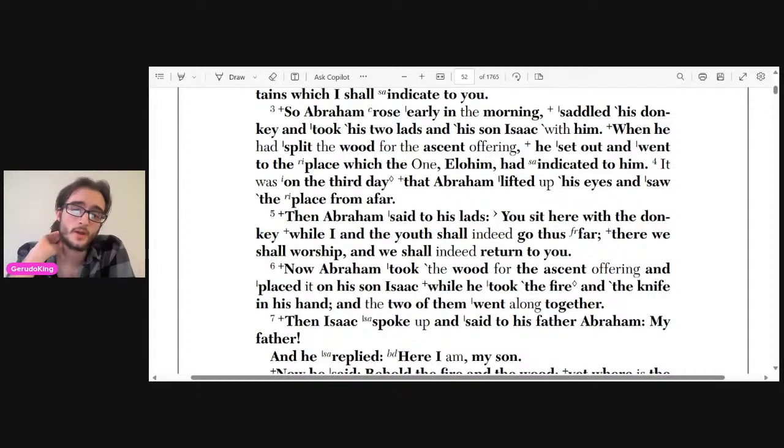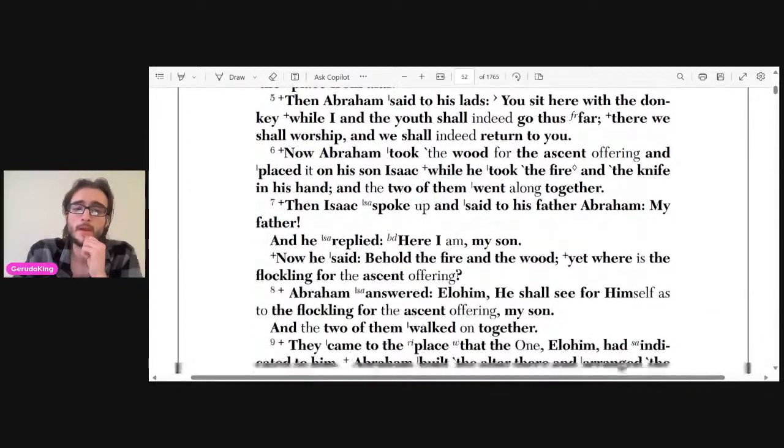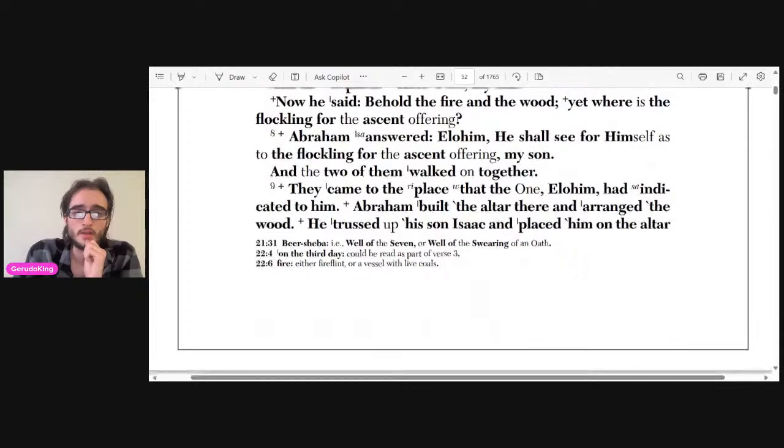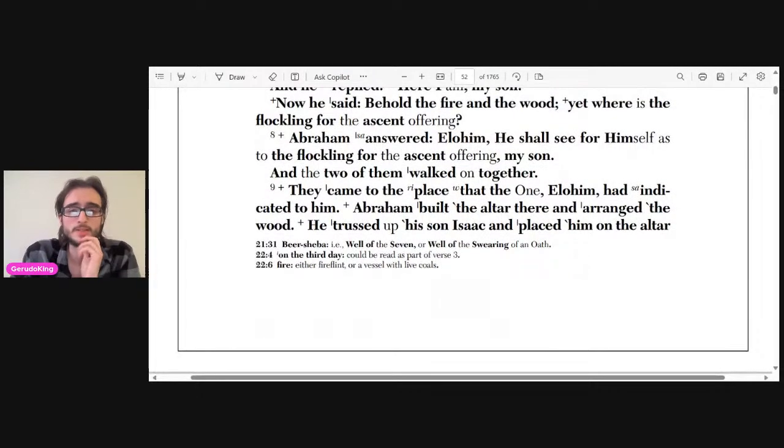Then Isaac spoke up and said to his father Abraham, My father. And he replied, Here I am, my son. Now he said, Behold the fire and the wood, yet where is the flockling for the ascent offering? Abraham answered, Elohim, he shall see for himself as to the flockling for the ascent offering, my son. And the 2 of them walked on together.